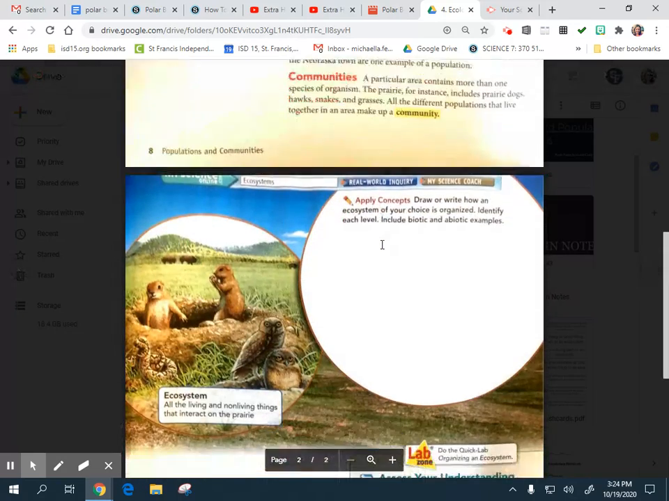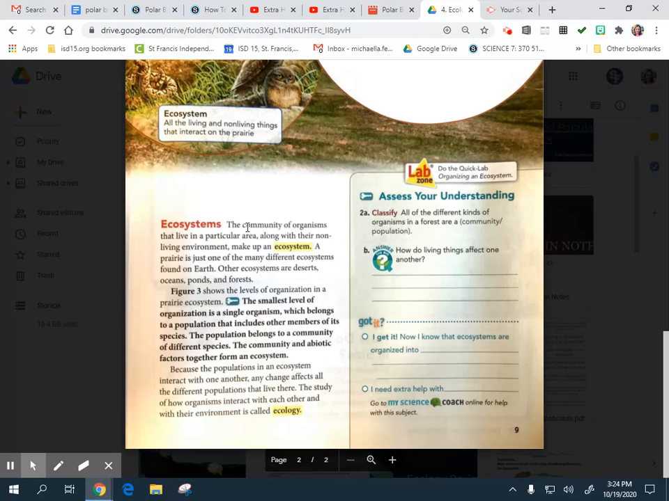All right, going on to page 9. Ecosystems. The community of organisms that live in a particular area along with their non-living environment make up an ecosystem. A prairie is just one of many different ecosystems found on Earth. Other ecosystems are deserts, oceans, ponds, and forests. Figure 3 shows the levels of organization in a prairie ecosystem.